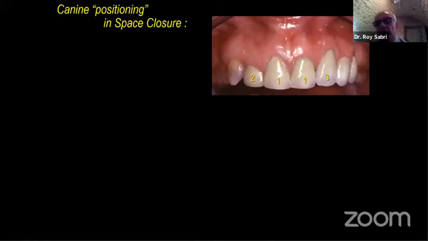Okay, so here a clinical case. This patient went to his restorative dentist. She's missing a lateral here. This is a canine, and this is a bridge.